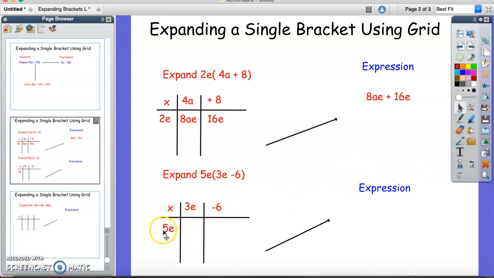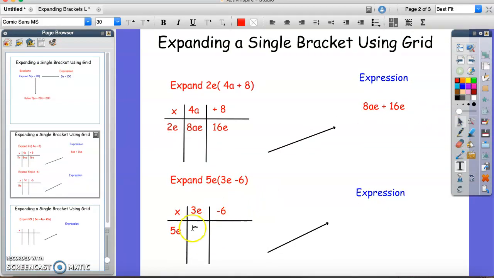So the first thing we need to do is 5e multiplied by 3e, and because we've got e multiplied by e, we're eventually going to have e squared. 5 multiplied by 3 is 15, and then e squared. We then need to do -6 multiplied by 5e. Well, 6 lots of 5e will be 30e, so -6 lots of that will be -30e. Then, just as before, we need to add these two things together.